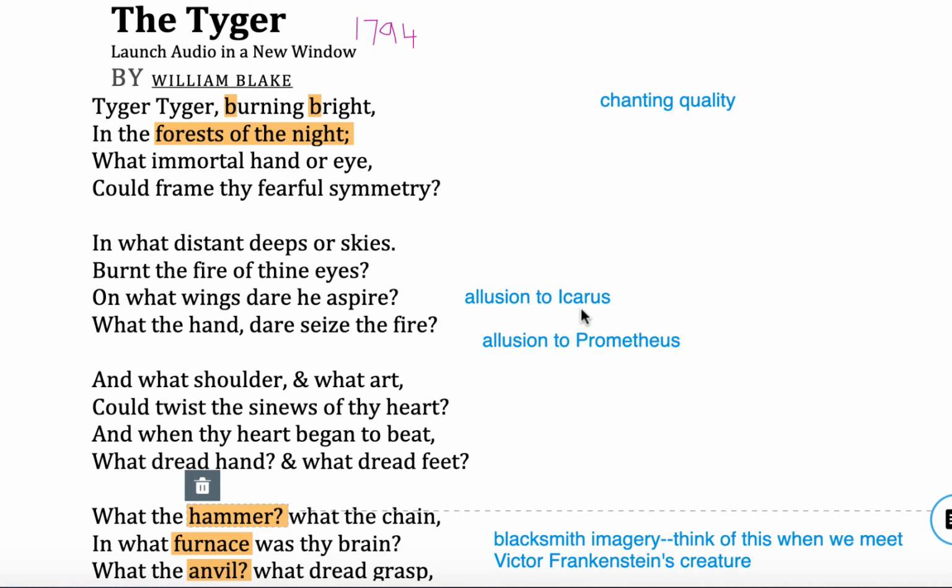And then it's kind of odd that symmetry is described as fearful. Think back to what we talked about in the last lecture about those aesthetic categories of the beautiful and the sublime while you close read those two words.